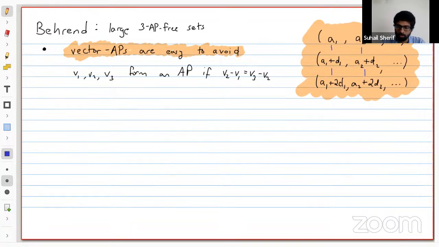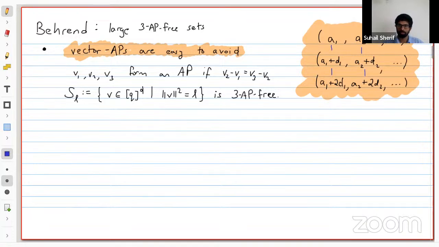So why are these easier to avoid? Well, if you look at all the vectors of a specific length, so here S_L is every vector whose squared length is equal to L, this is free of 3-APs. You cannot find a 3-AP of vectors which all have the same length. And that's because if you think of vectors of the same length, that's like saying they all lie on the surface of a sphere. And any line through a surface of a sphere can only intersect it at 2 points. So you can't have 3 points in a line all on the surface of the same sphere. So it's a very easy way to group these vectors in a way that every grouping is 3-AP free.